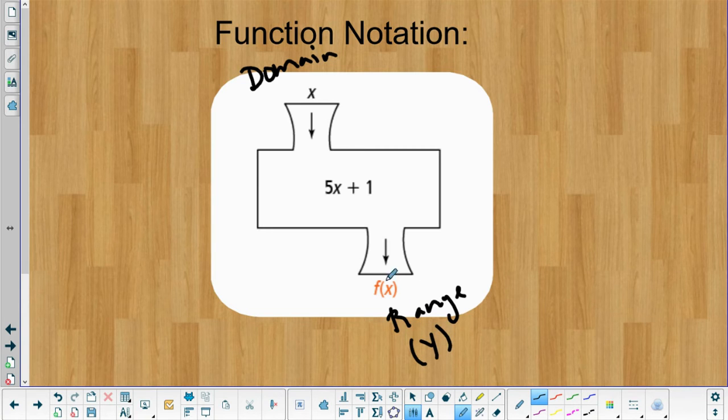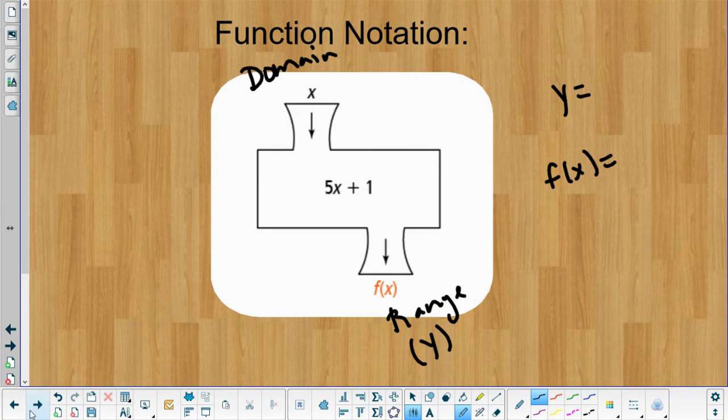Notice how they call that f of x. F of x and y are the same thing. So from this point forward in this course, we are going to be using y equals and f of x equals simultaneously. They both mean the same thing. If you ever see f of x, just think it's the same thing as y equals. And that's the way we say it, f of x.